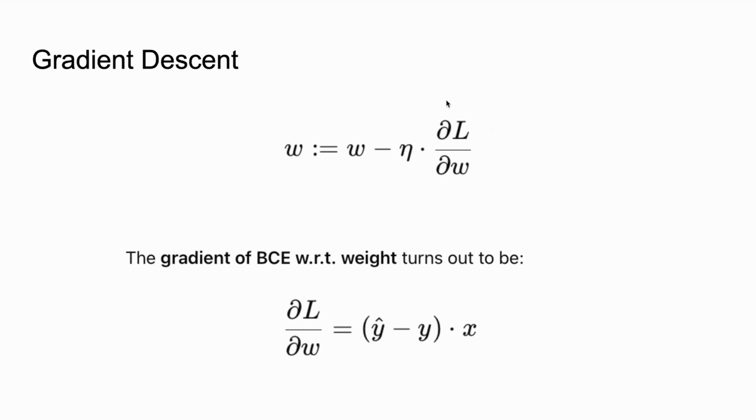Using this formula, we'll keep updating the weights one batch at a time, and we'll keep doing it until we reach a point where we can't minimize the loss anymore. We'll reach an optimal weight, and that optimal weight will be used in the model for future predictions.